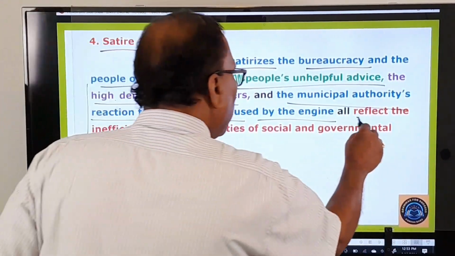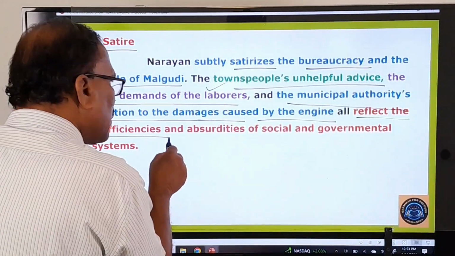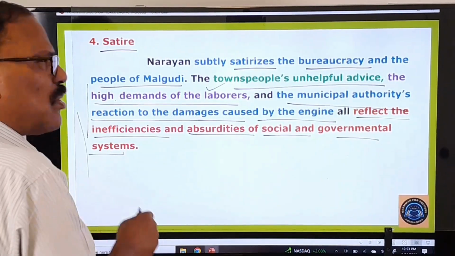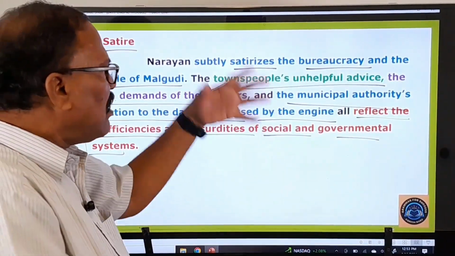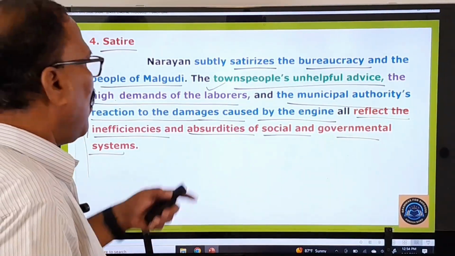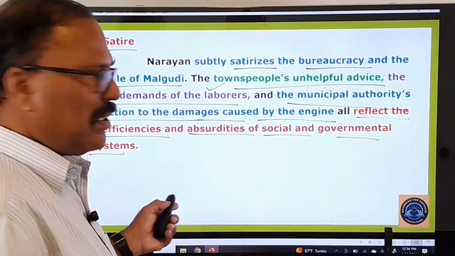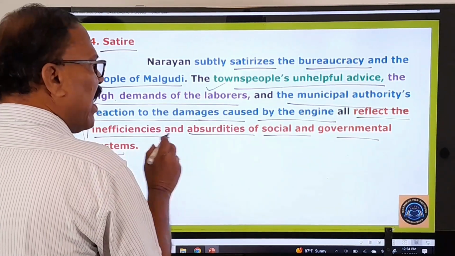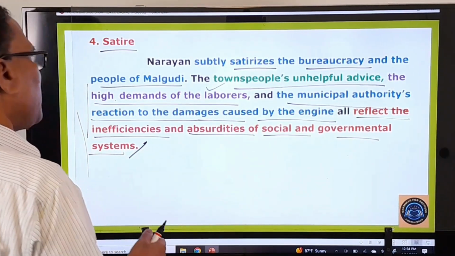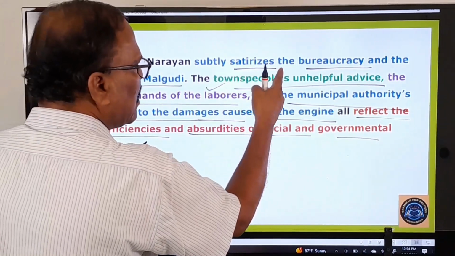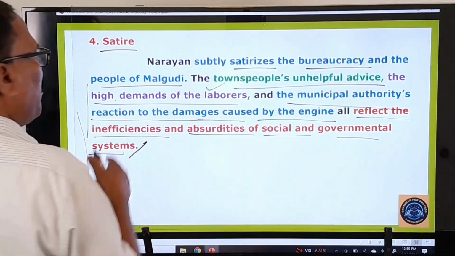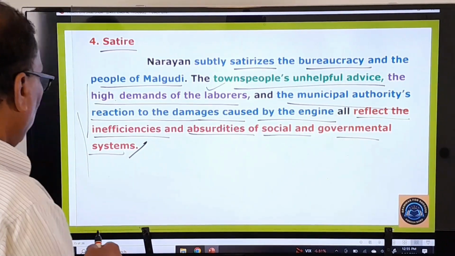And all reflect the inefficiencies and absurdities of the social and governmental system. All these things are very absurd. Absurd means very meaningless. And all these things reflect what? The inefficiencies and absurdities of social and governmental systems. So that's why he satirizes the bureaucracy and the people of Malgudi, right? And you go to the next one.